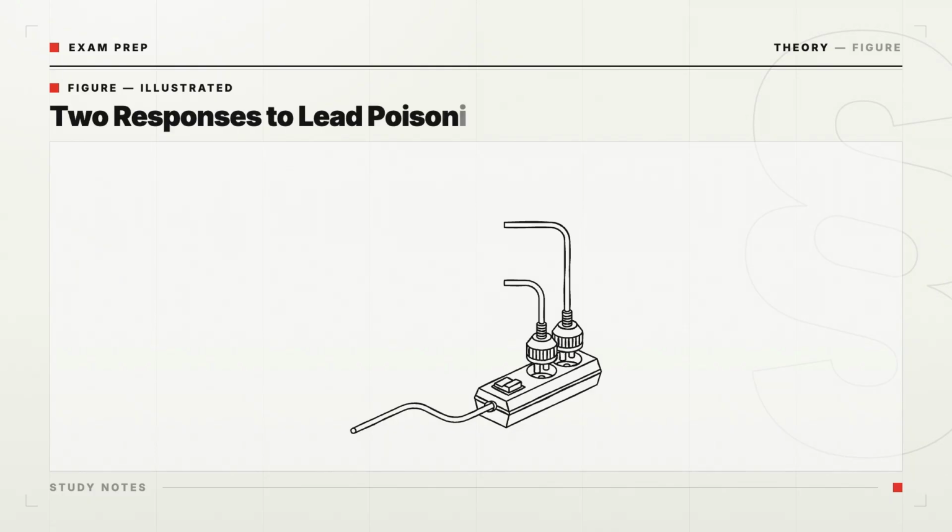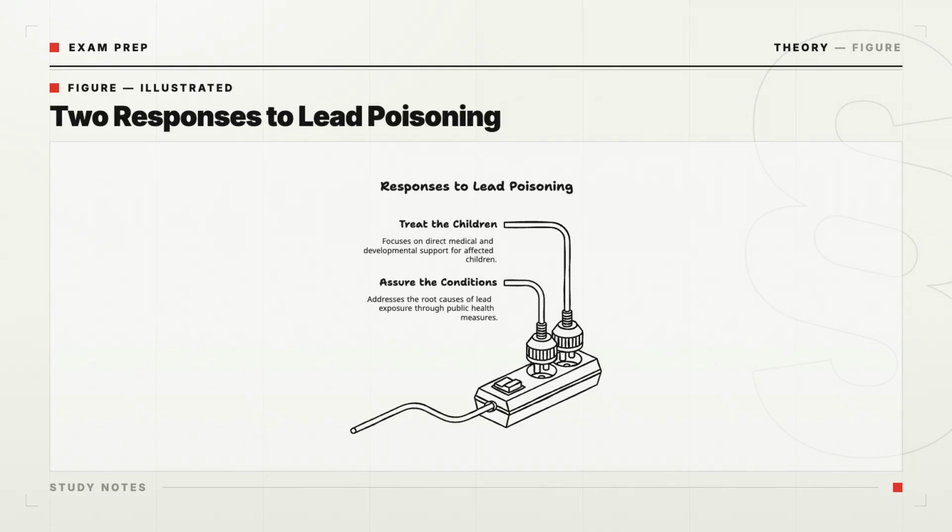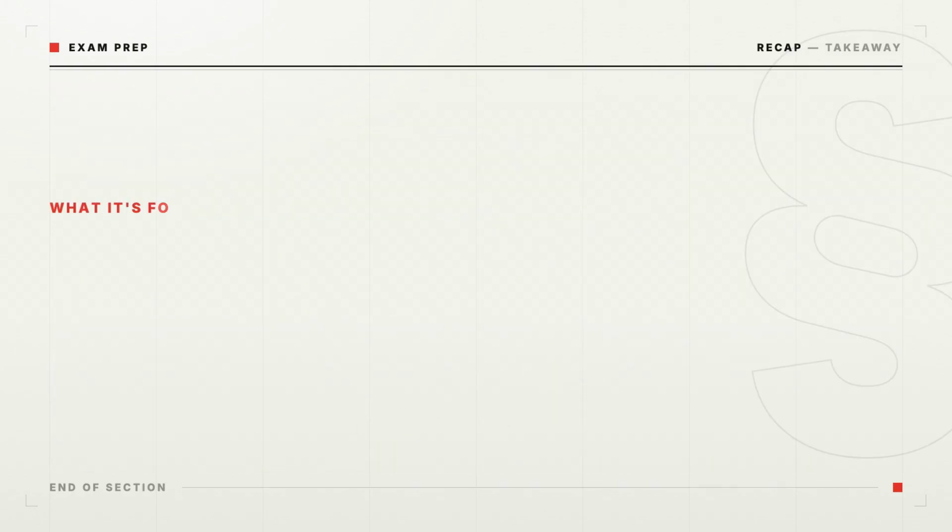Consider a health officer facing a cluster of childhood lead poisoning. She can treat the affected children with chelation therapy. Or she can find the housing stock causing the exposure and force abatement, so the next generation is never poisoned. Public health does the first when it must, but exists for the second.